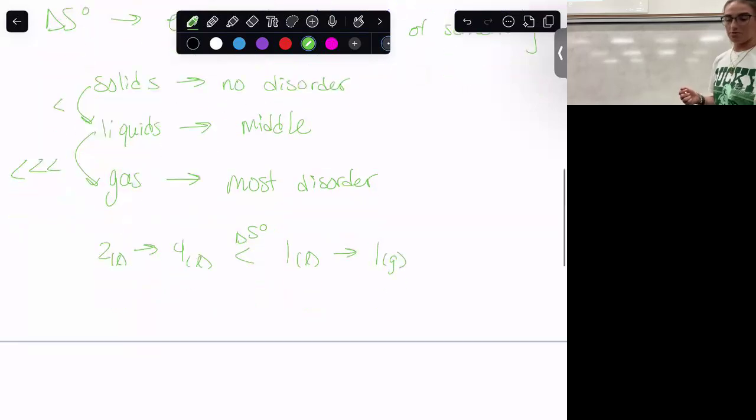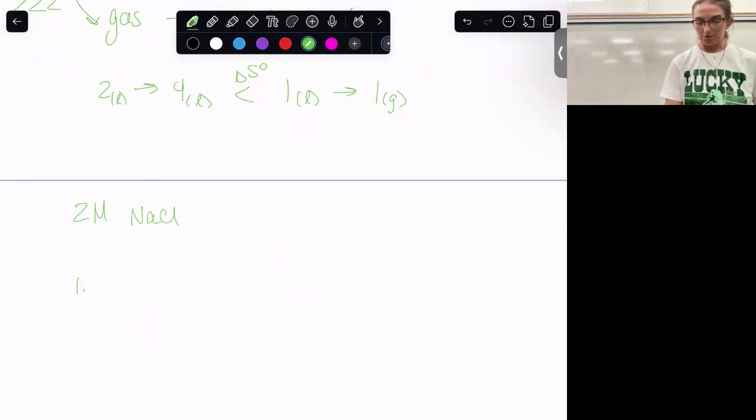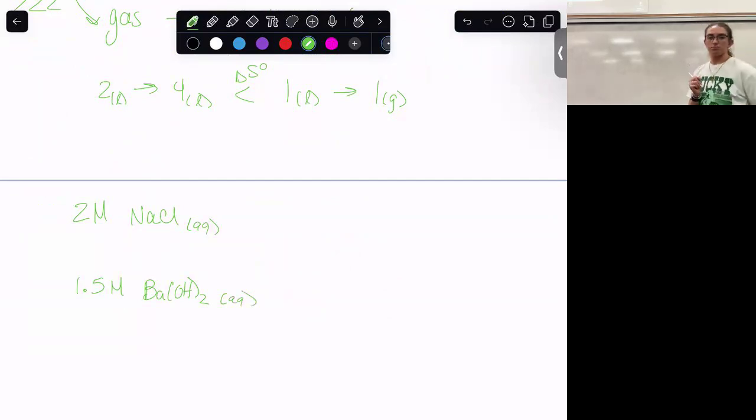All right, but if we have something where we have 2 molar NaCl and we have 1.5 molar barium hydroxide. Which one here has more disorder in solution? Why do you say the 2 molar? I just remember back in class, like, there's more moles in it.